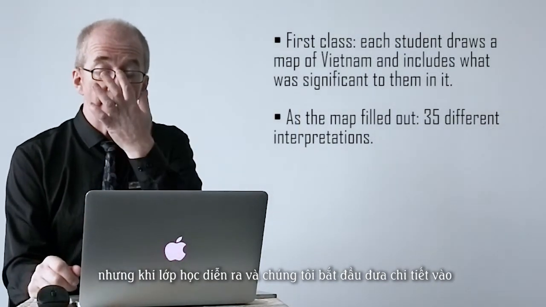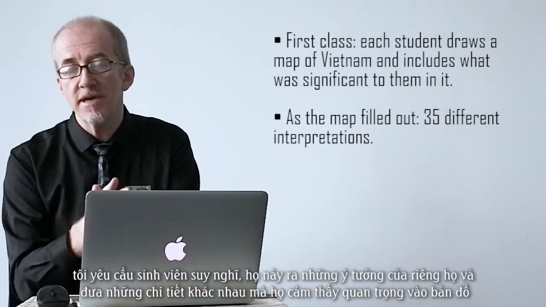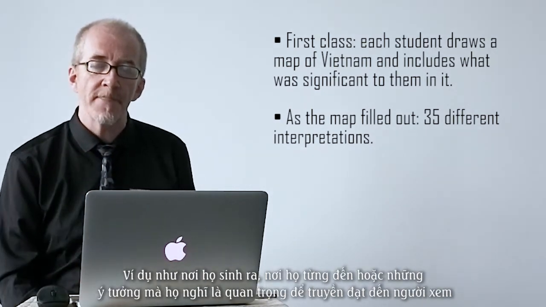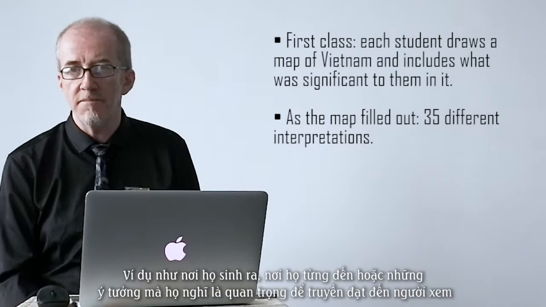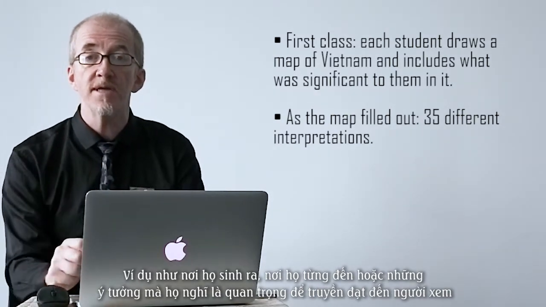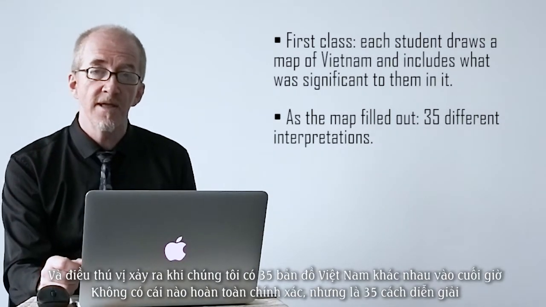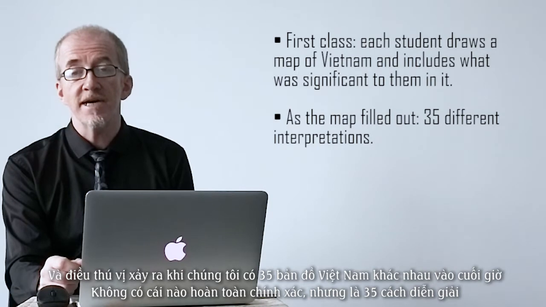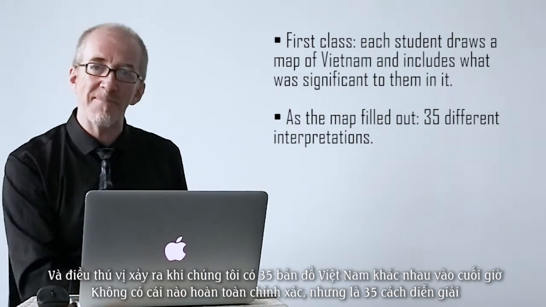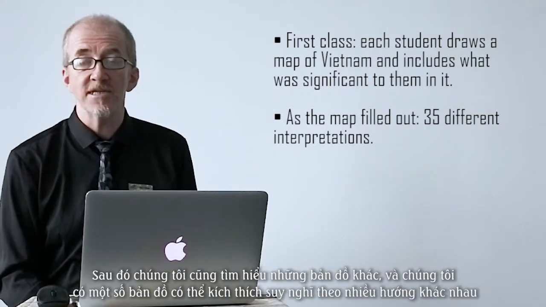But as the class went ahead, I asked them to put in, and they came up with ideas themselves, different things that were important to them, like where they were born or where they had been, or important things that they thought it was important to convey to someone viewing the map about Vietnam. What were the significant sites and so on. And it was very interesting that by the end of the class we had 35 different maps of Vietnam. Not one correct map, but 35 interpretations. And that was the first lesson, I suppose.